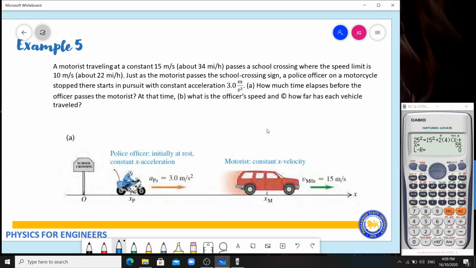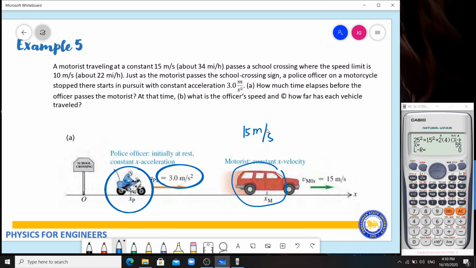So, anong gagawin natin? Ang gagawin natin, guys, tingnan muna natin yung problem. Sabi niya, a motorist traveling at 15 meters per second where the speed limit is 10 meters per second. Dahil lumagpas siya sa speed limit, hinabol siya ni policeman na nakastop diyan. Ito yung initial position niya. Tapos, ang acceleration ni police ay constant acceleration at 3.0 meters per second squared.